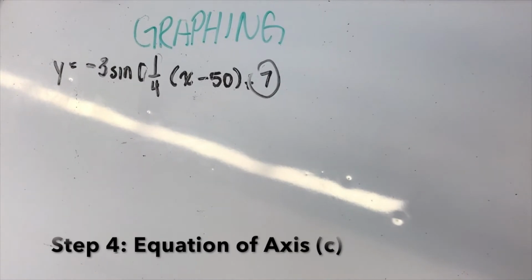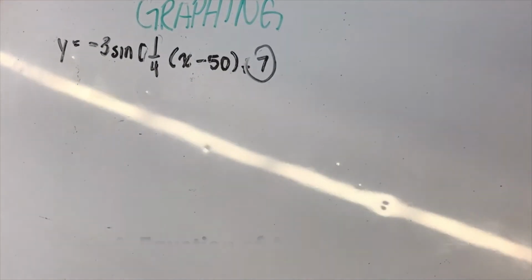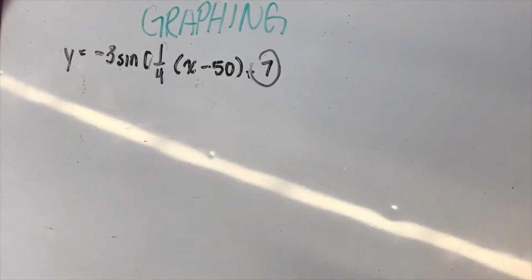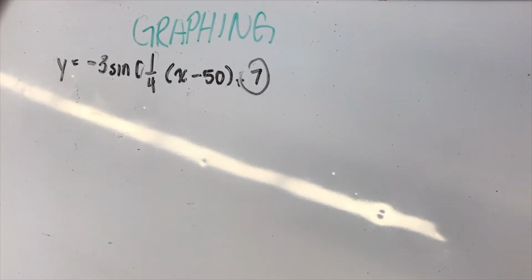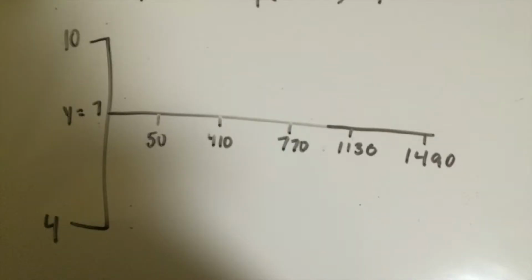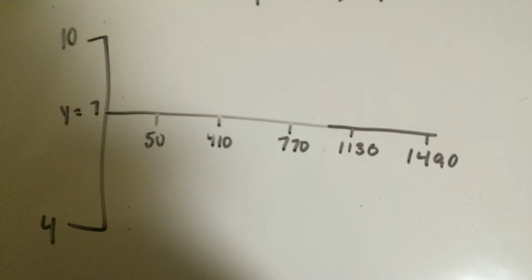So our next step is to focus on our c value, which in this case is 7. So this means that our graph will vertically shift 7 units up from the base function, which was 0. So this is how our graph is looking so far according to our steps that we just did.